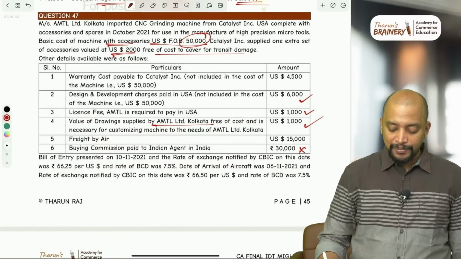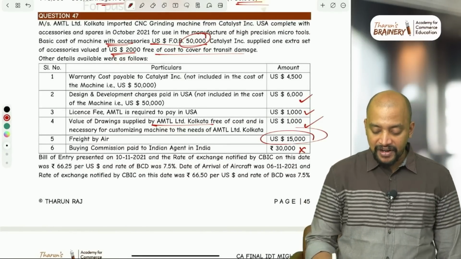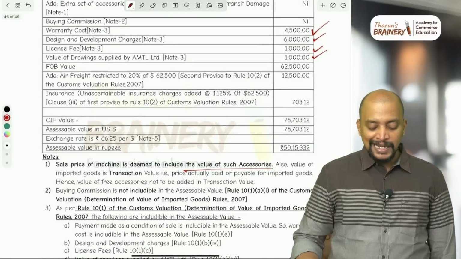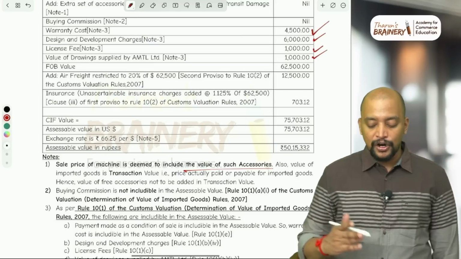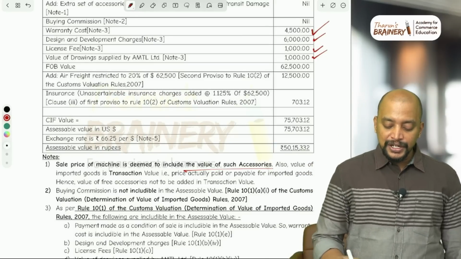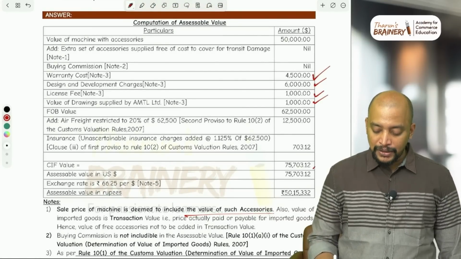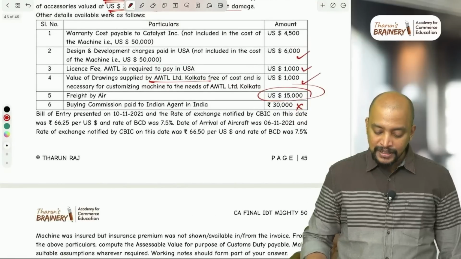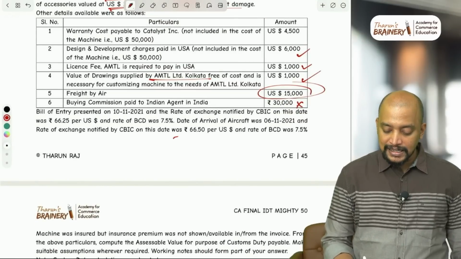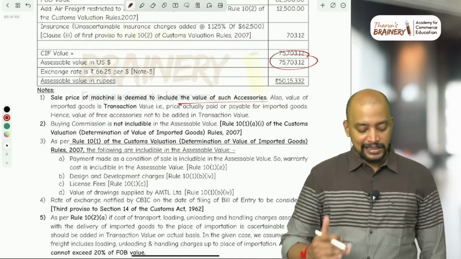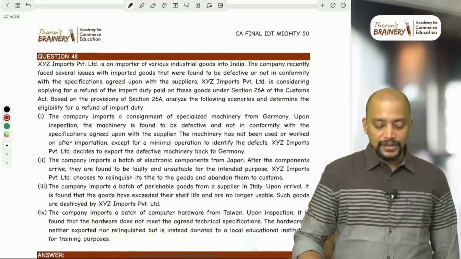Buying commission will not be taken, and thereafter air freight is given. So once we get FOB and convert into Indian rupees, air freight is 20% of FOB or actual, whichever is lower, and insurance not ascertainable, so 1.125%. We get the assessable value and convert into Indian rupees using the CBIC exchange rate 66.5. So we get the assessable value in this case, and we need to give the notes related to this.